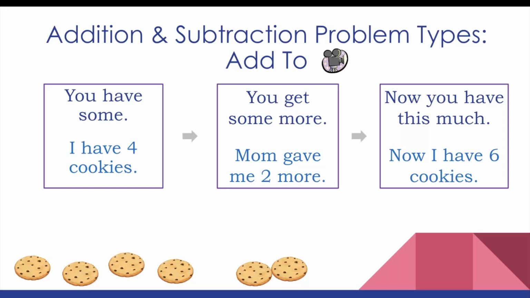Any piece of information can be unknown for a math problem. The result can be unknown. We practiced these in kindergarten. I have 4 cookies, Mom gave me 2 more. How many cookies do I have now?